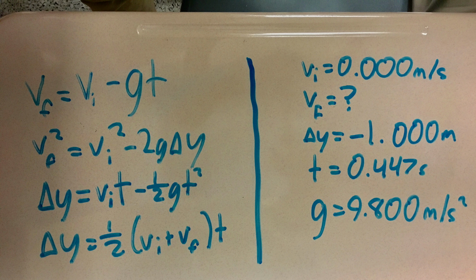0.447 seconds. The motion of the foosball can be defined by these four formulas. Vf equals Vi minus gt, Vf squared equals Vi squared minus 2g delta y, delta y equals Vit minus 1/2 gt squared, and delta y equals 1/2 (Vi plus Vf) times t, in which Vi, Vf, delta y, t, and g are representative of initial velocity, final velocity, height, time, and gravity respectively.